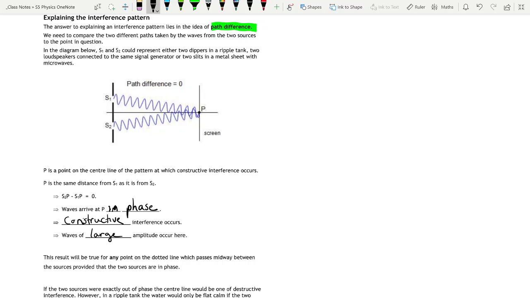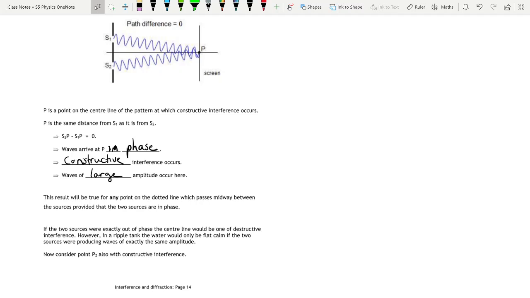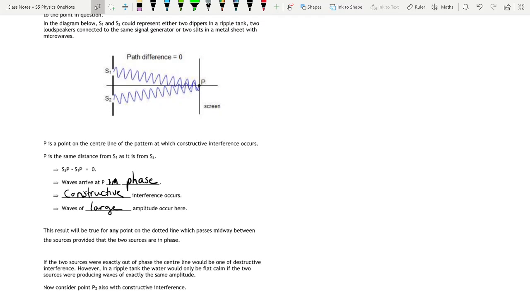So that'd be the biggest because less energy would be lost as well. So they're traveling the exact same distance. They will arrive with a crest meeting a crest, trough meeting a trough. No difference at all in the wave paths. So they're in phase, and the constructive interference occurs, and you get a maxima. And this result will be true on any point on the dotted line. I don't think it's dotted in this, so this is basically this bit here. Let's say green line, which passes midway between the sources, provided the two sources are in phase, because they both travel the same distance.